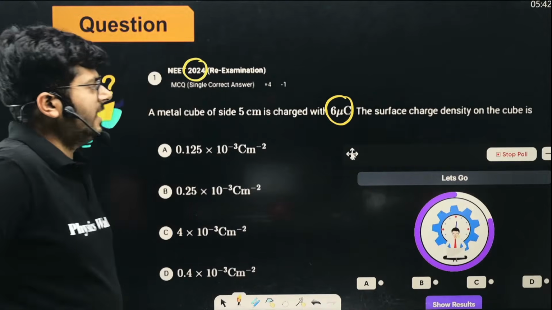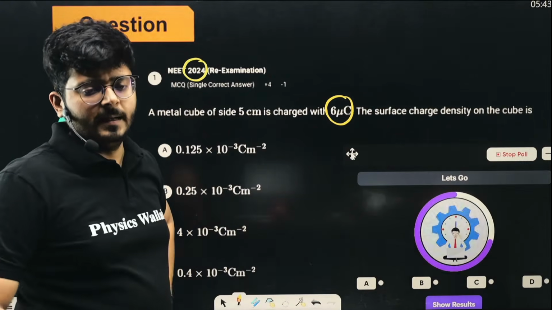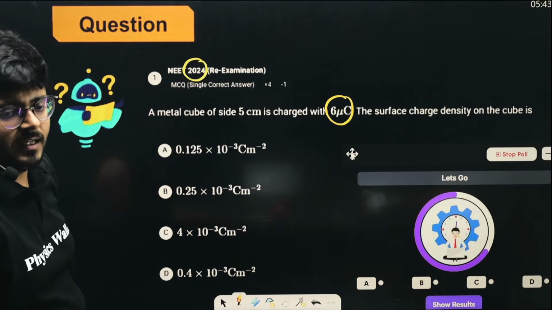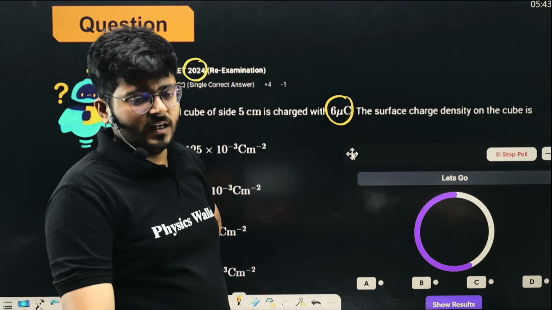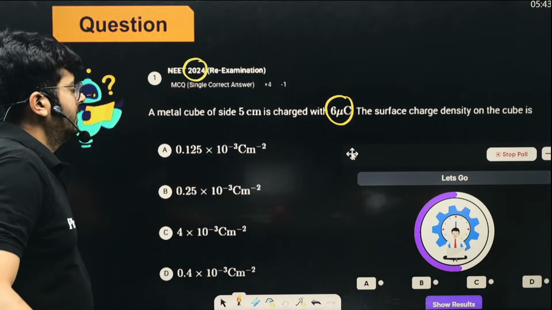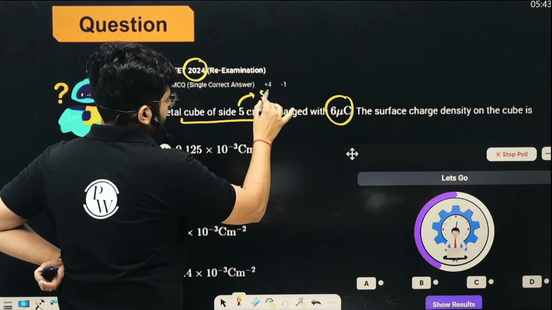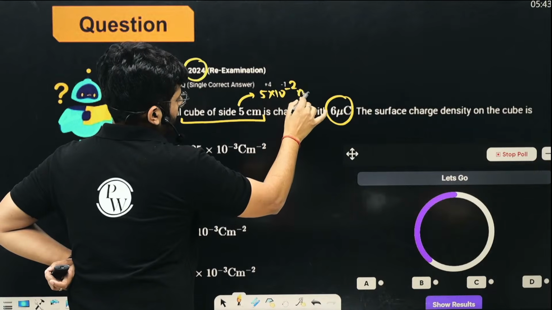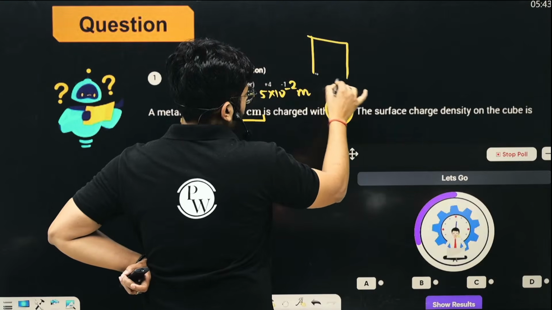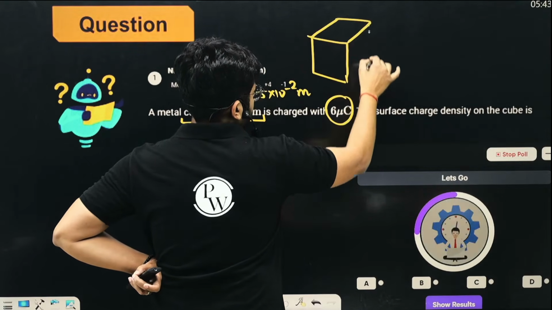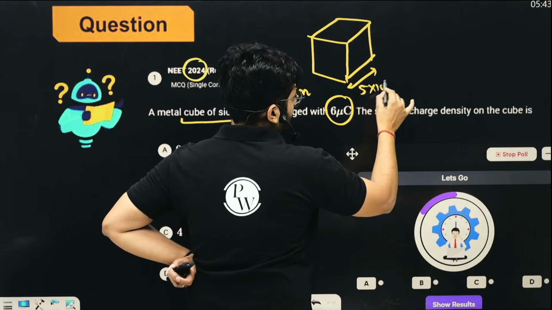So what is the surface charge density? We can say that whatever available charge we have, we have to divide by the total available area. That will give us the surface charge density. Yes or no? Okay. So basically, we have a cube of side 5 centimeter. So what is a side? We can say 5 into 10 to the power minus 2 meter. One side is 5 into 10 to the power minus 2 meter. Now think about it: this cube has how many sides? 6 sides. This particular side is 5 centimeter, that is 5 into 10 to the power minus 2 meters.